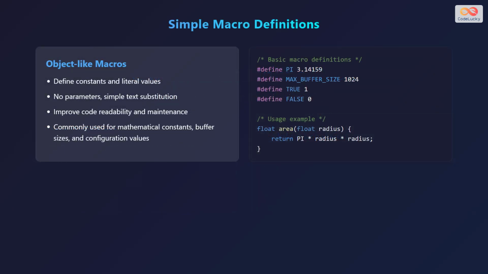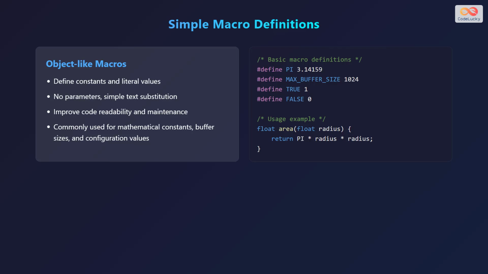Let's start with simple macro definitions, also known as object-like macros. These are used to define constants and literal values. They do not accept any parameters and perform simple text substitution. Macros improve code readability and make maintenance easier. They are commonly used for mathematical constants, buffer sizes, and configuration values.